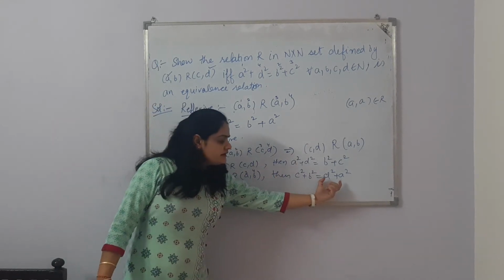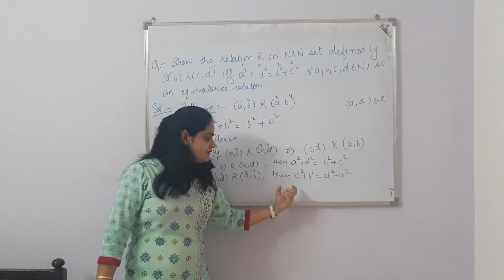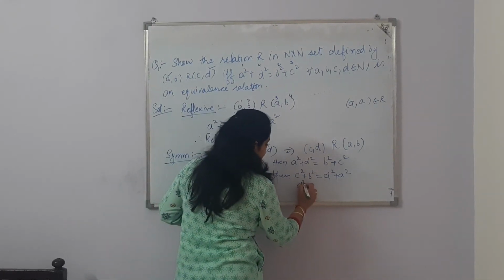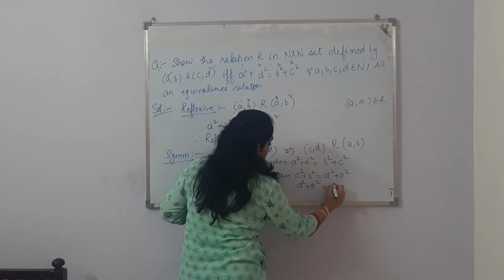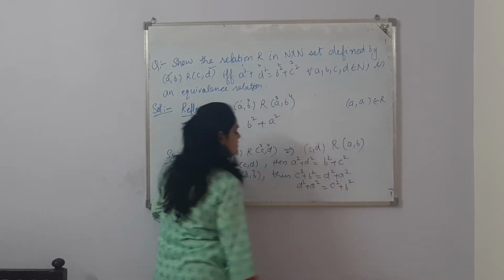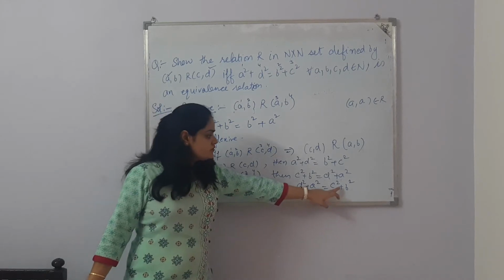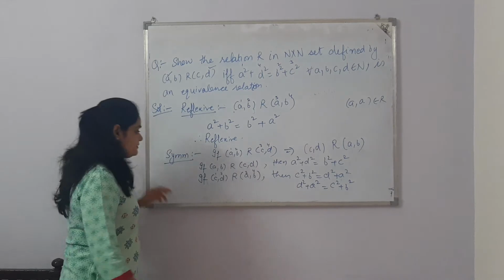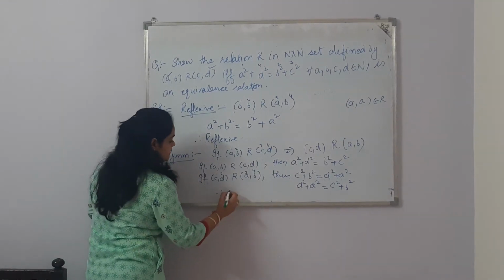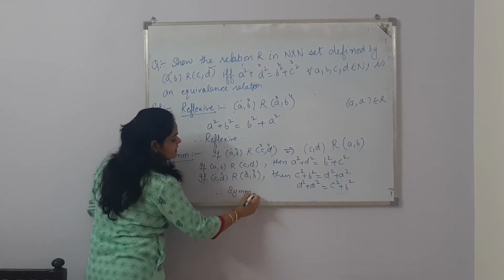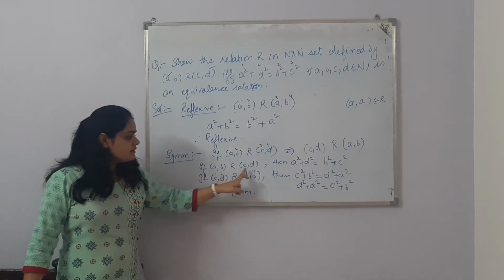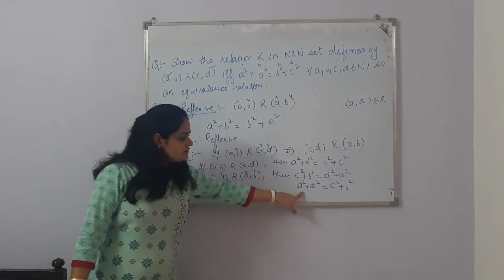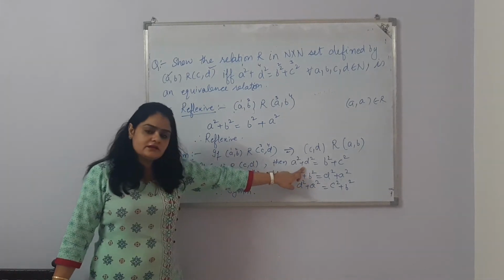We can write the right hand side into the left hand side and the left hand side into the right hand side. We are just changing the sides. D square plus a square is equal to c square plus b square. We can see that both the conditions are the same. That means it is symmetric as well, because here it was AB related to CD and the relation was this, and if CD is related with AB, the relation is the same as AB related with CD.